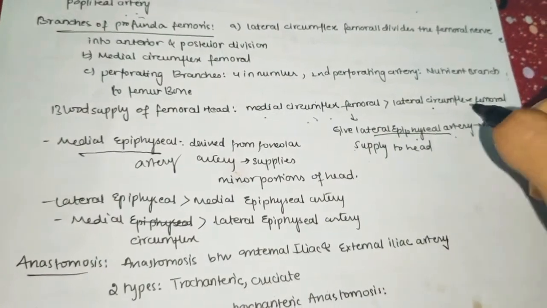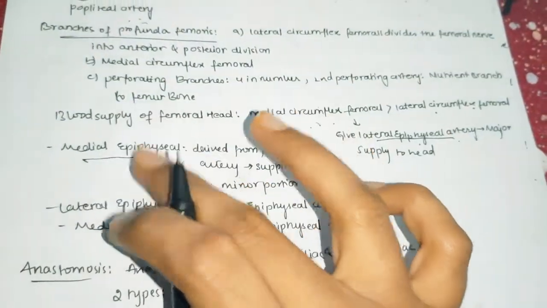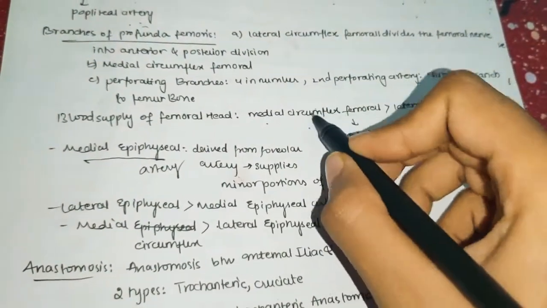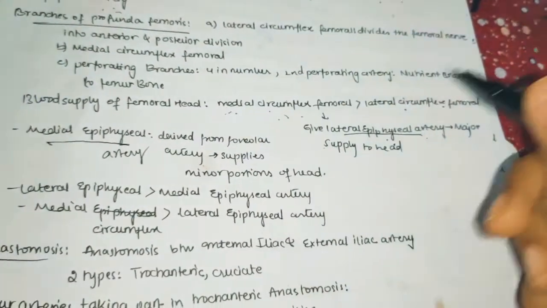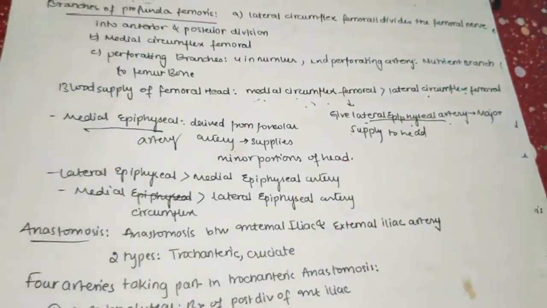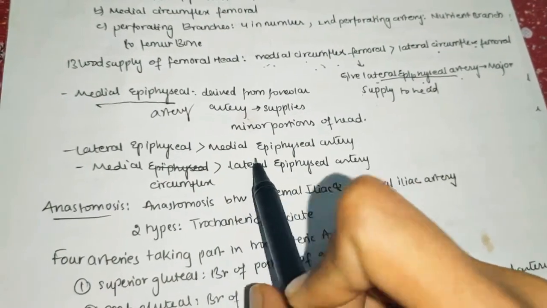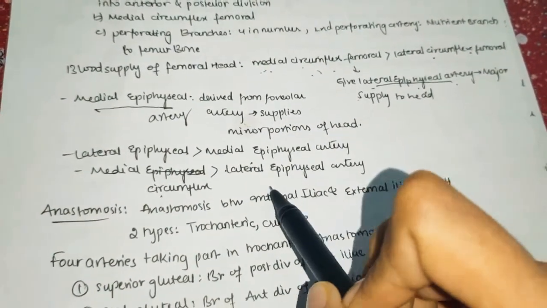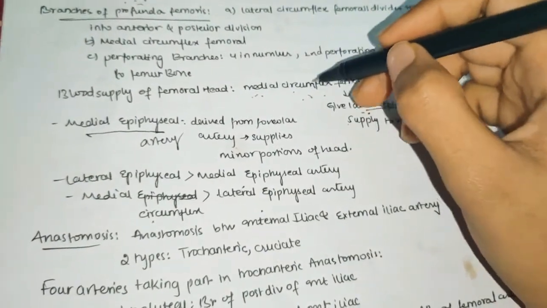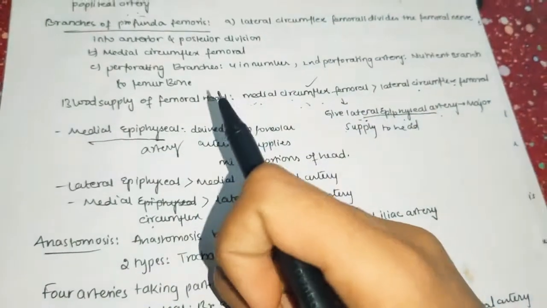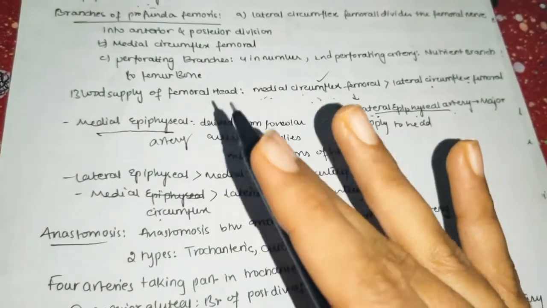So what we need to understand now is, in the case of the circumflex artery, the medial circumflex artery is greater than the lateral circumflex artery. In the case of the epiphyseal artery, the lateral epiphyseal artery is greater than the medial epiphyseal artery. So you should see the word clearly, whether it's circumflex or epiphyseal. Don't confuse them. For circumflex, medial is greater. In the case of epiphyseal, lateral is greater. Now if you want to compare the medial circumflex and the lateral epiphyseal, of course the medial circumflex is greatest when compared with all the arteries. So the medial circumflex is greater than the lateral epiphyseal artery. So this is about the blood supply of the femoral head.